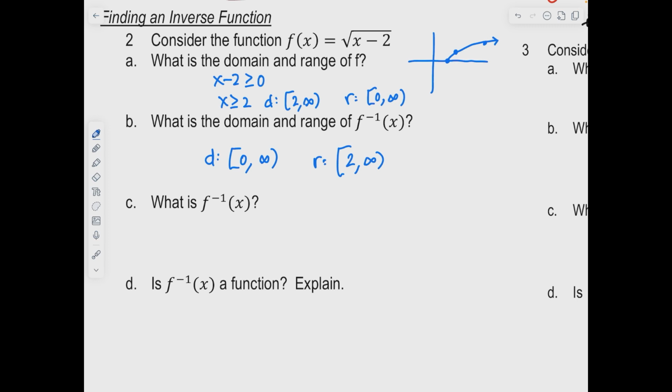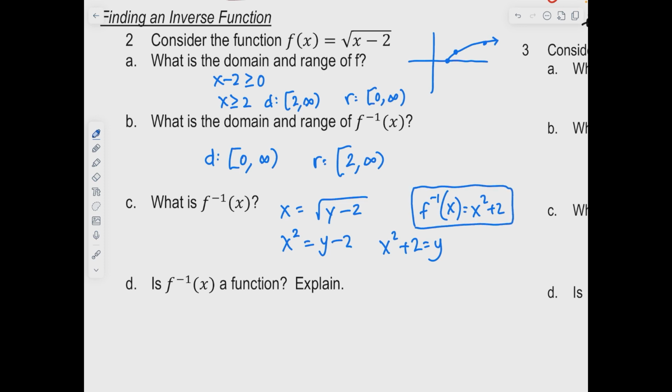Okay, what is f inverse? I'm going to switch the x and the y values. In order to get rid of the square root, I have to square. And then to get the y by itself, I add the 2 to the other side. X squared plus 2. Okay, so what that means is f inverse of x equals x squared plus 2.